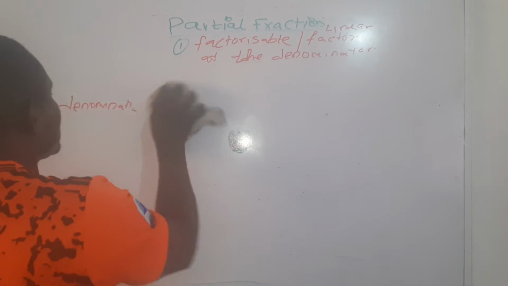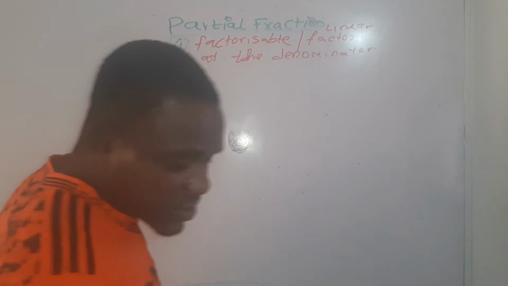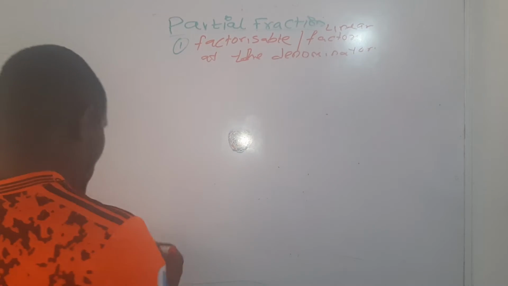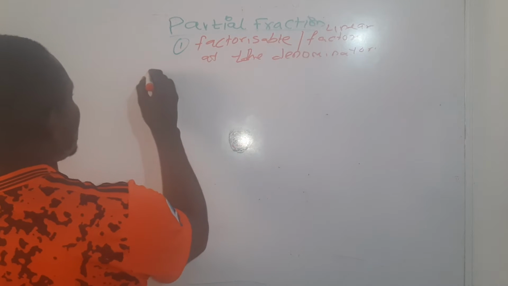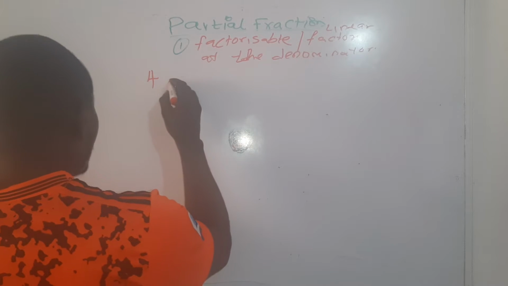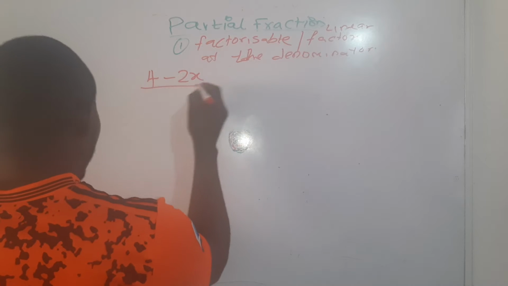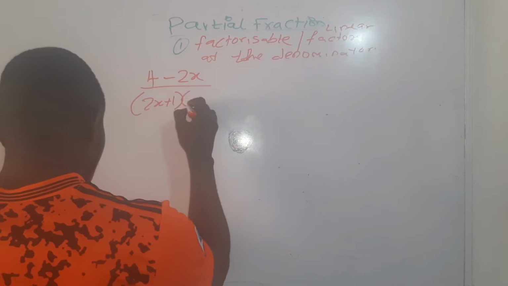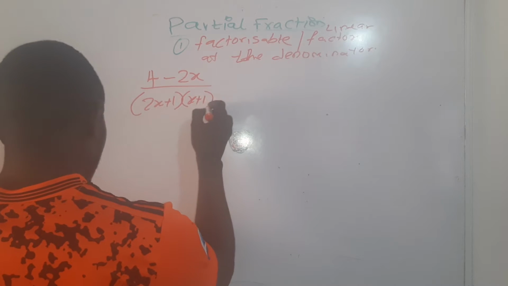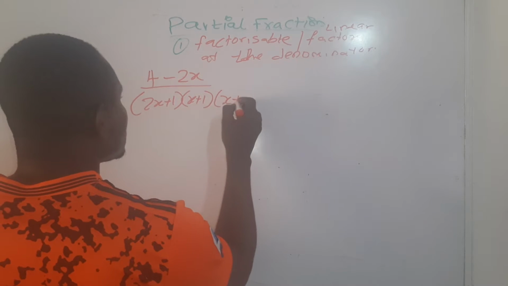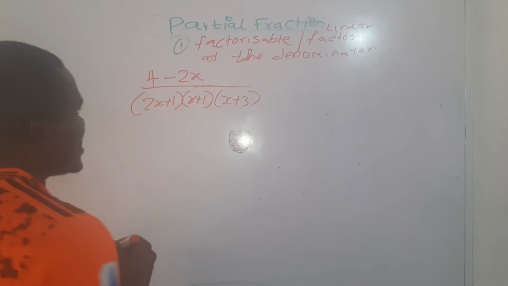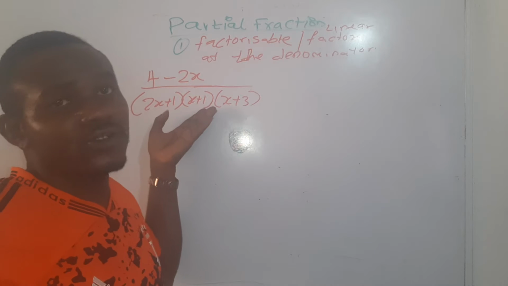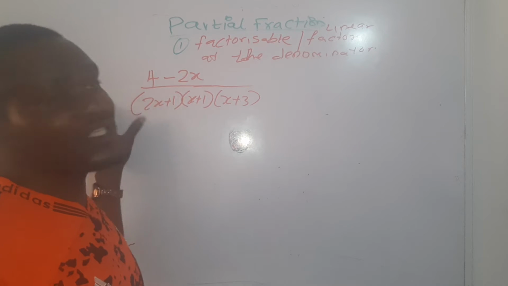This is how you expand. So if you have a question, let me look at one question here. I'm having 4 minus 2x over 2s plus 1, s plus 1, then s plus 3. So they've already factorized this, so you don't need to bother yourself. These are linear factors, so they've already factorized the denominator.